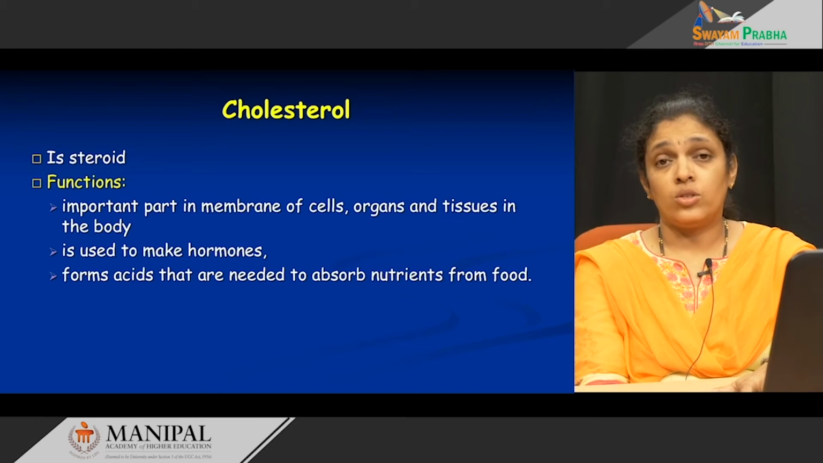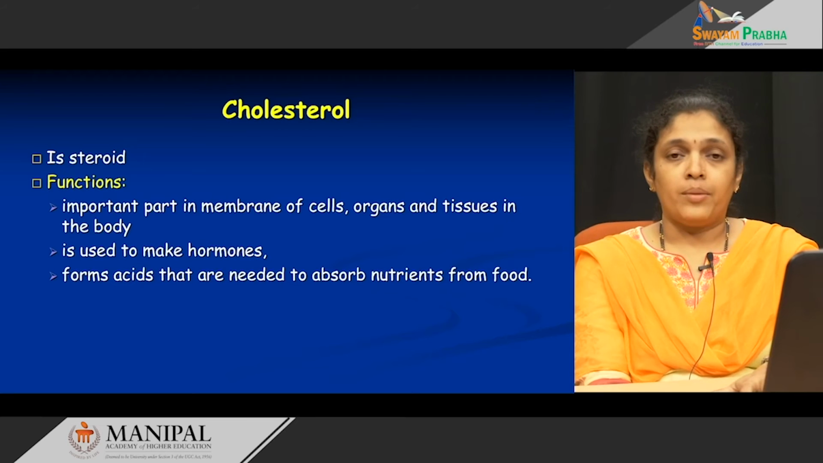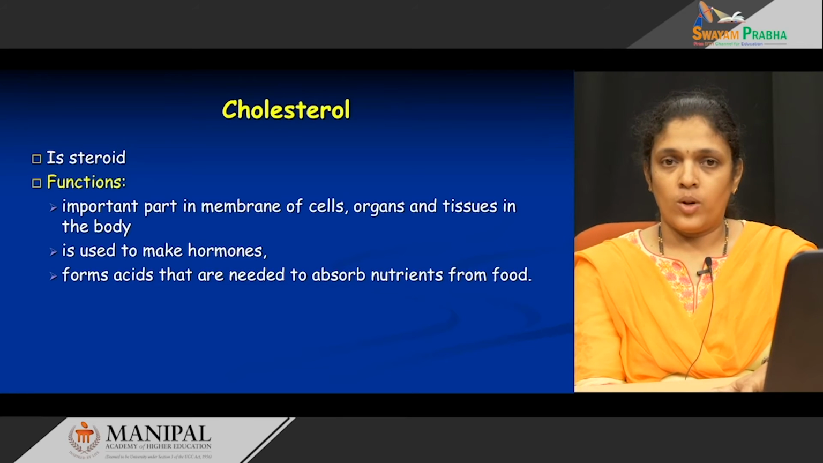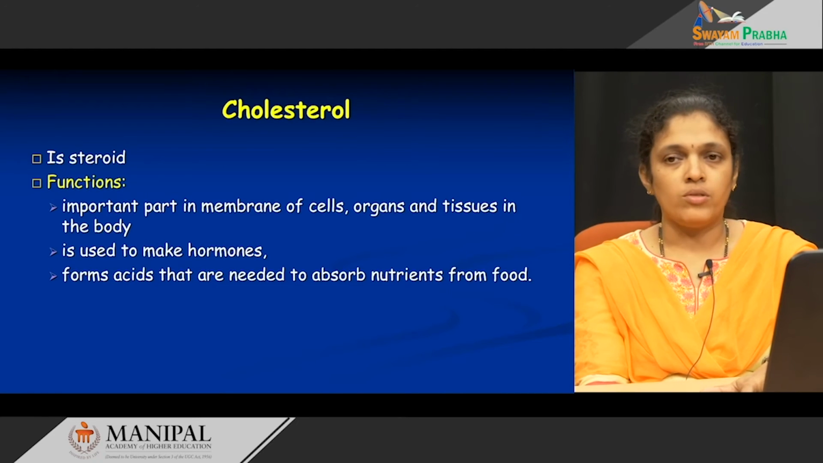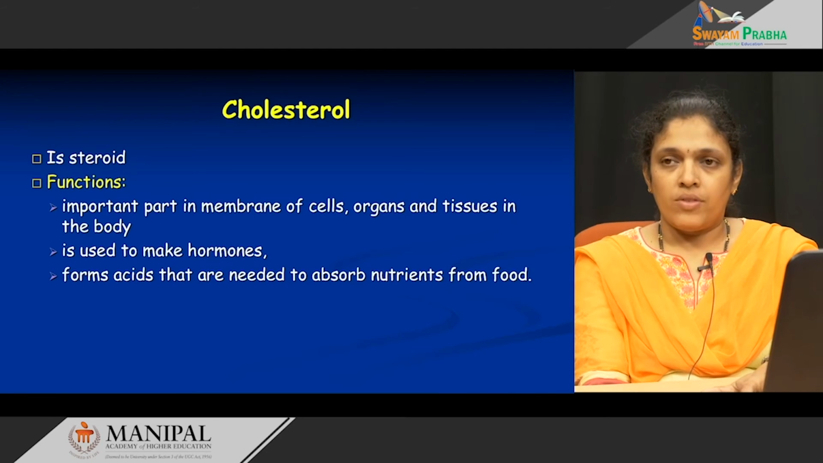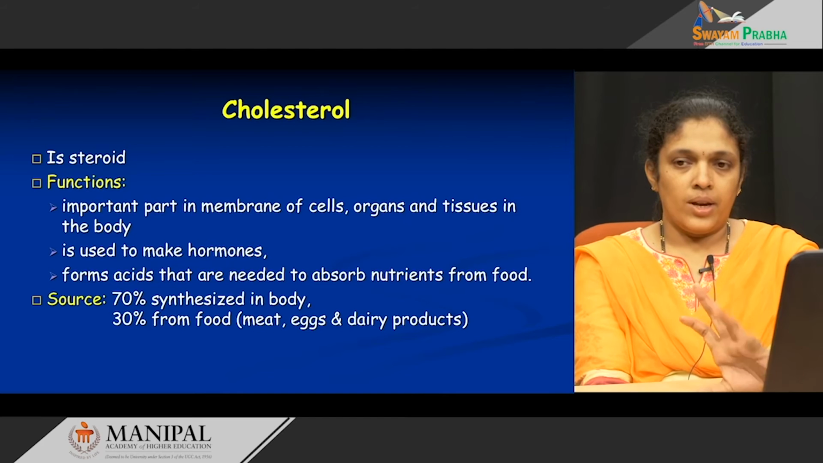Apart from this, cholesterol is required for the production of vitamin D. We know that vitamin D is the sunshine vitamin. When cholesterol is deposited in the skin and sunlight falls on the skin, that is when the active form of vitamin D is produced. So, these are the functions of cholesterol. Now, as I said, cholesterol is very important.